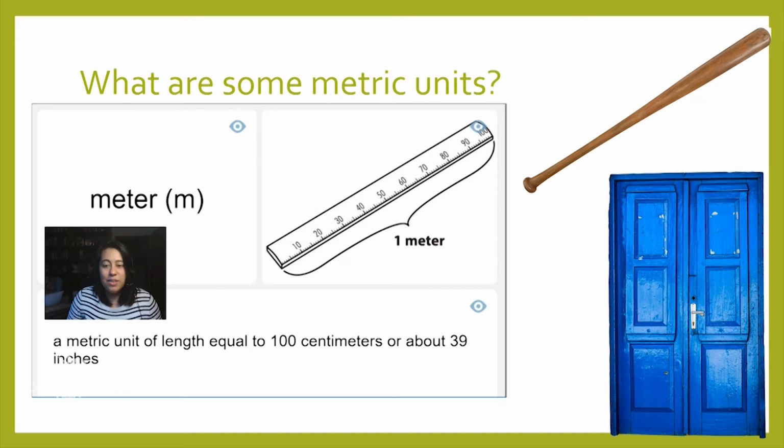Some things that you've seen in real life that are about a meter long are things like baseball bats. So the length of a baseball bat from one end to the other end is about 1 meter. Another length that's sometimes about a meter long is the distance from where a doorknob is on a door to the floor. That distance can often be 1 meter long.